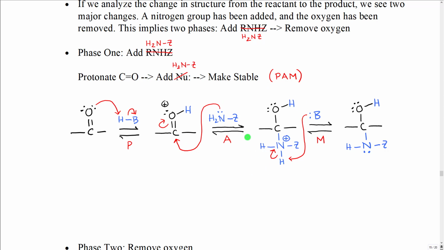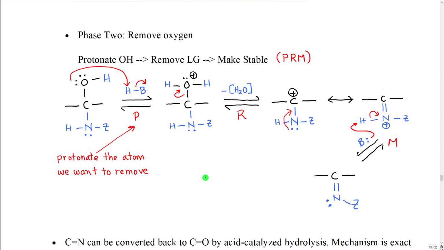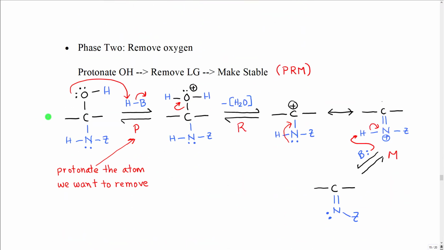We create our intermediate here, which has a positive formal charge on the nitrogen, which makes it kind of unstable. To be more stable, we deprotonate that, and we get this, where we now have an OH and an HNZ attached. Now, to complete this reaction, we would like to remove the OH. We already discussed how to remove an OH. We protonate the OH oxygen in order to make it more like a water, which is a more stable leaving group.